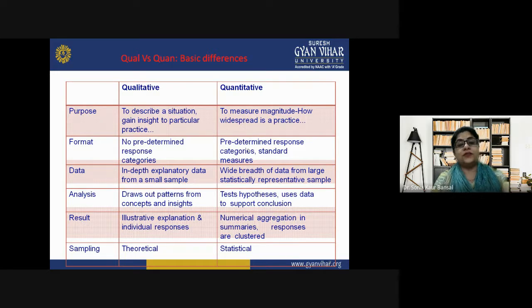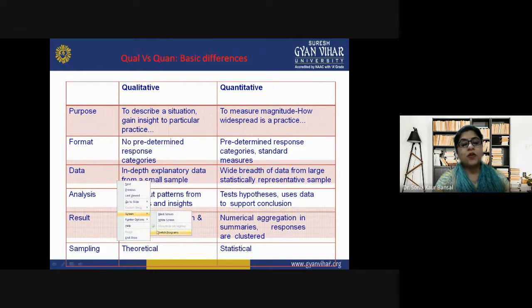But in quantitative analysis, we test hypotheses and use data to support our conclusions too. We prepare certain tables and we test the hypothesis also. And we give statistical treatment to our collected data. Then next, on the basis of results, in qualitative data, illustrative explanation and individual responses are taken into care. But in quantitative data, numerical aggregation in summaries, responses are clustered. So you must remember, students, that when we are talking about qualitative and quantitative data, there is a lot of difference.